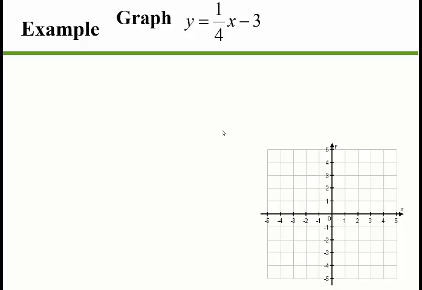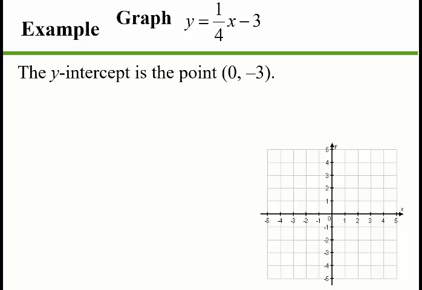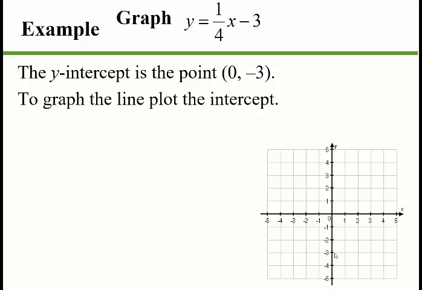So let's talk about now how you graph this. All right, so I want to graph that line I just found, y is equal to 1/4 x minus 3. So the y-intercept is 0, negative 3. So to graph the line, plot the intercept. So I'm plotting it right here. You should see the black dot just come up on negative 3 on the y-axis.